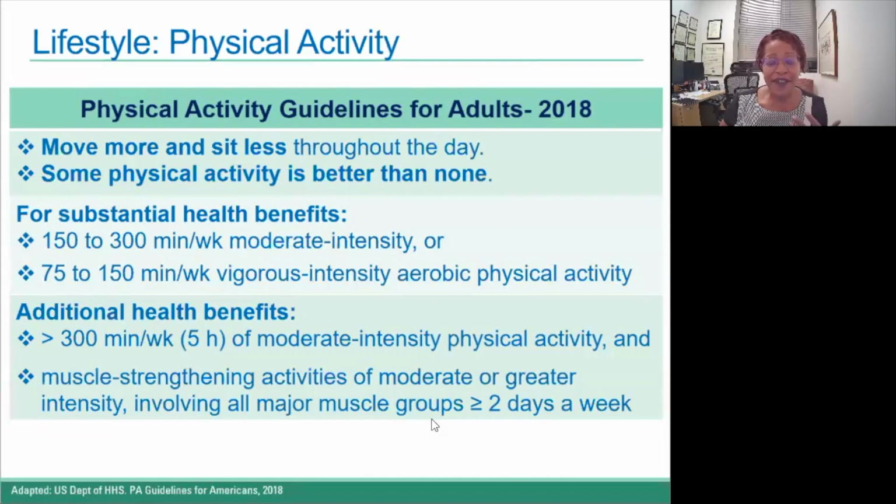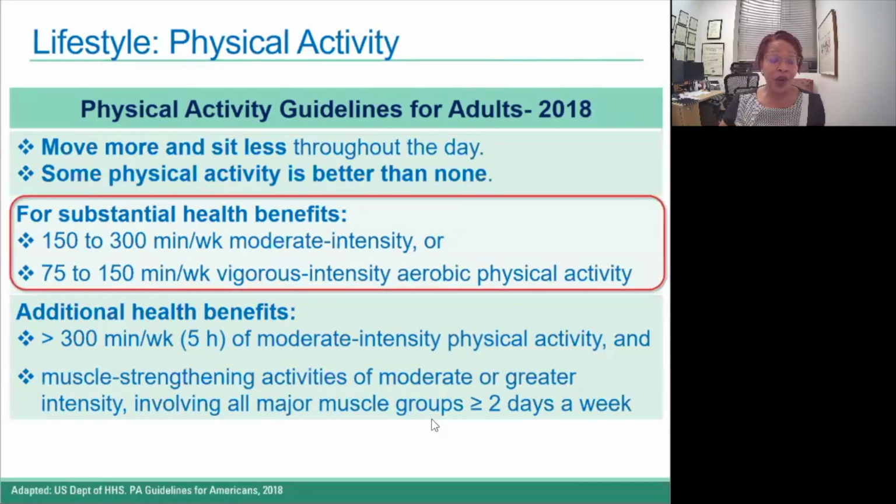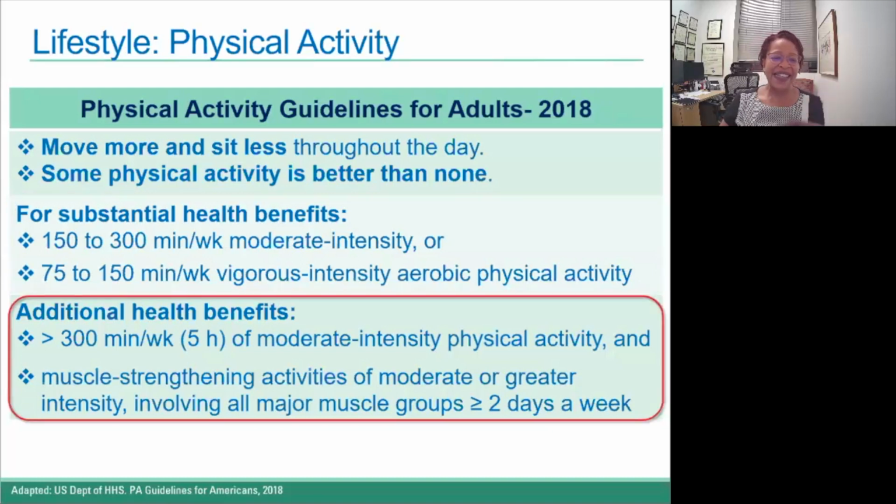So now talking about physical activity, and these are the physical activity guidelines, which are not so informative. They just say move more, sit less, some activity is better than none, right? They let us know the goal is 150 to 300 minutes of moderate intensity, or half that amount if it's vigorous. And if you do more activity, you get more benefit, and muscle strengthening is useful as well.